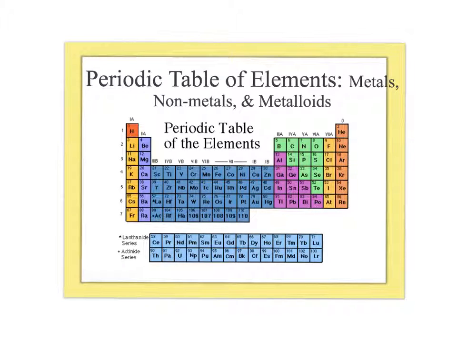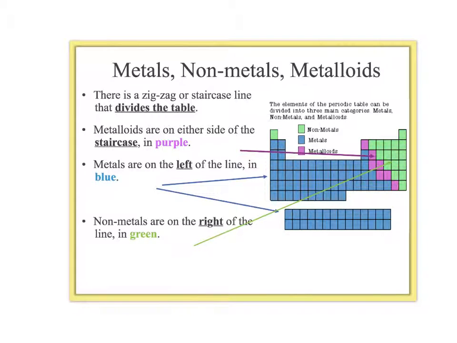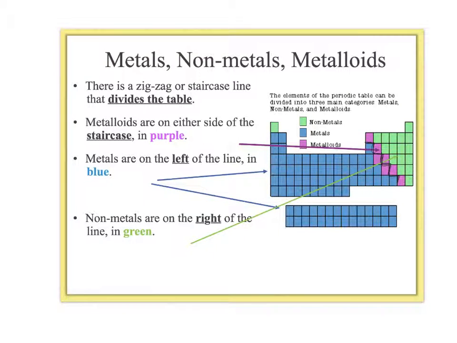Okay, so we're going to go over the periodic table of elements, metals, nonmetals, and metalloids. Metals, nonmetals, and metalloids are separated based on where they're located on the periodic table. The zigzag line or staircase is what divides the table. So you see the zigzag line right here. This is what separates the metals from the nonmetals.